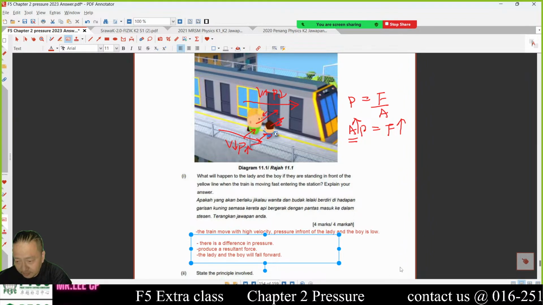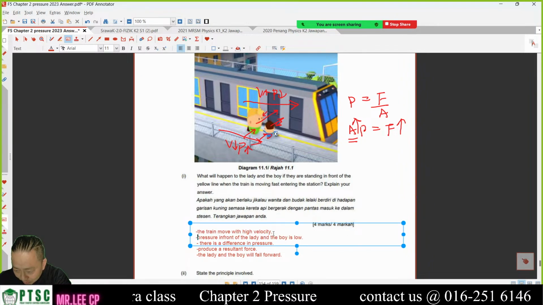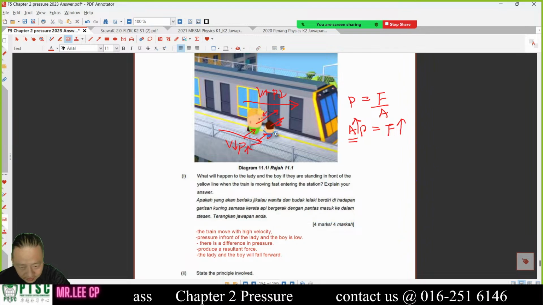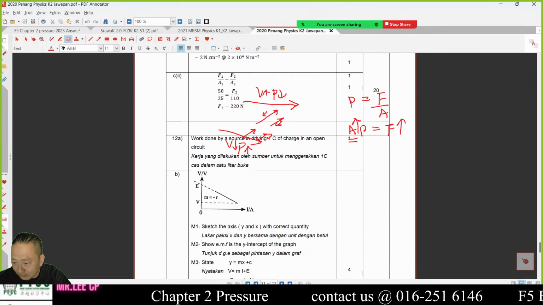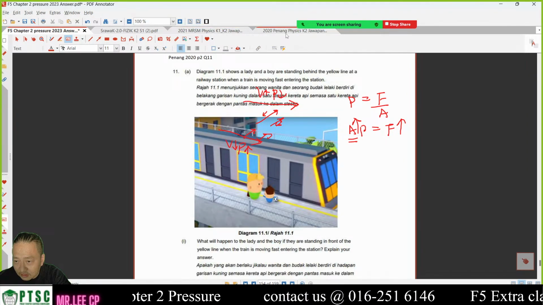I'm afraid this one is not enough marks, so I put it in here like that. All right, so we see the mark here. Question number 11.